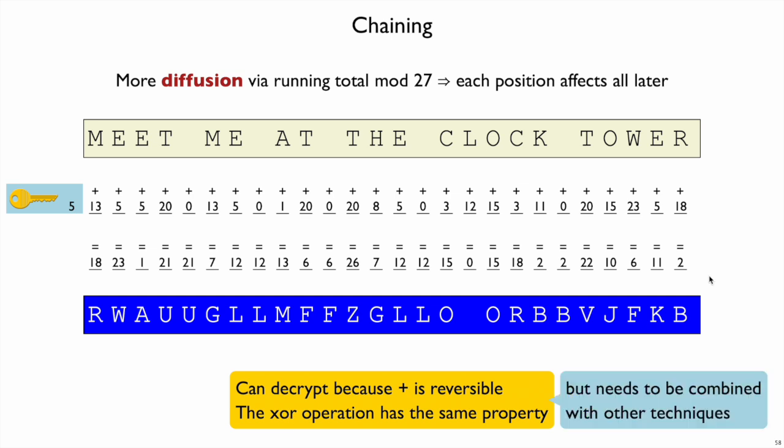Because it is so easily reversed, this technique of chaining generally needs to be combined with other things again. After all, it turns out that we can start from the end of the message and reconstruct almost the whole message. The key, such as it is here, only affected that very first letter.